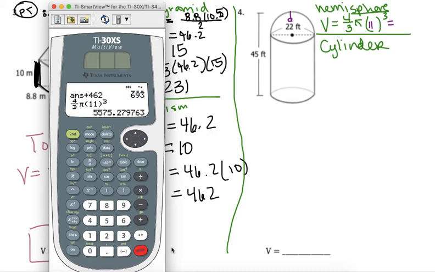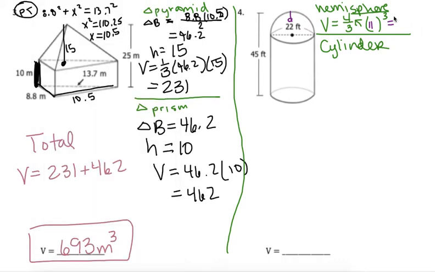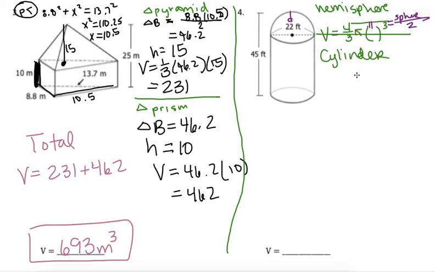A hemisphere is half of that. So we want to go ahead and divide by 2. So my hemisphere, I'm going to take what I got for the sphere and divide by 2.